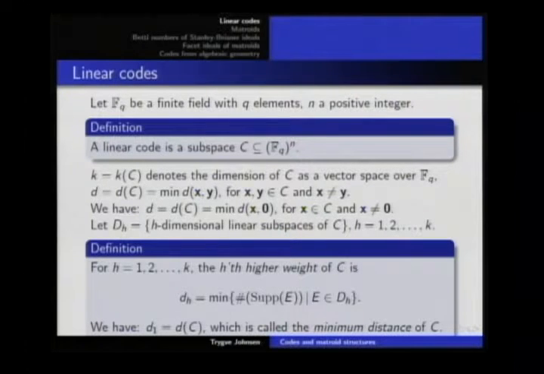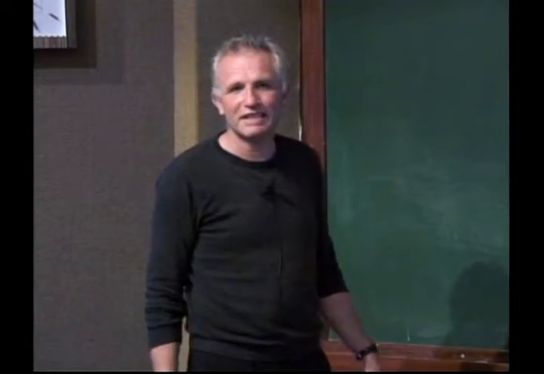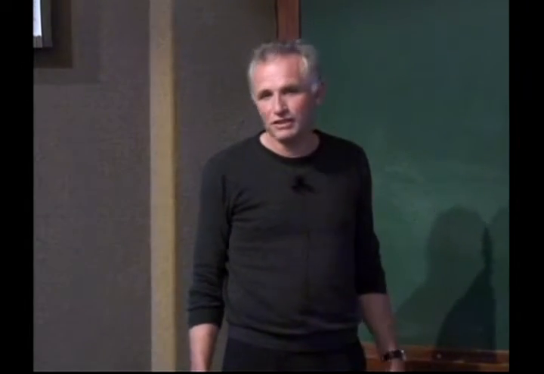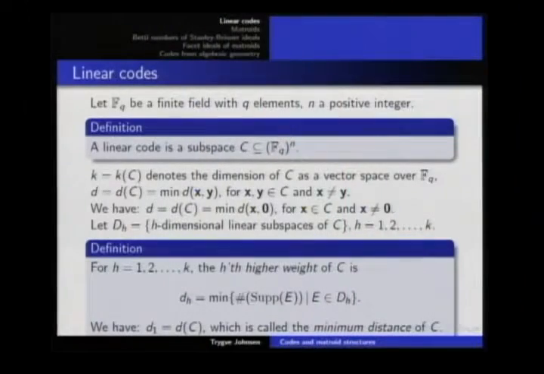And what is the support of a subset of F_q to the nth? Well, it's a set of coordinate positions where at least one element in this subset is non-zero. So it's really easy to be in the support in some sense, because it is enough that one of the words in that set has a coordinate which is non-zero there. But nevertheless, this gives meaning. It is interesting.